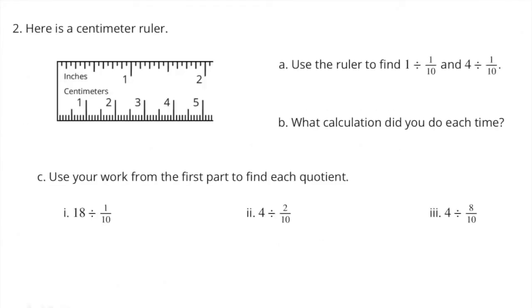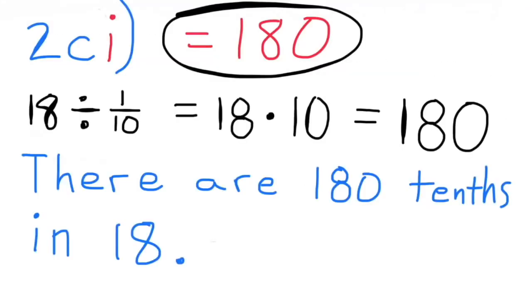C. Use your work from the first part to find each quotient. 18 divided by 1/10. There are 180 tenths in 18. 18 divided by 1/10 equals 18 times 10, or 180.